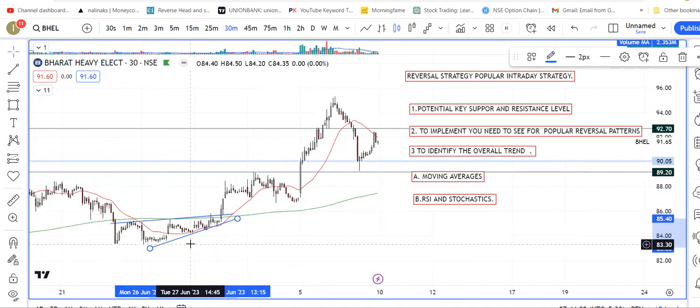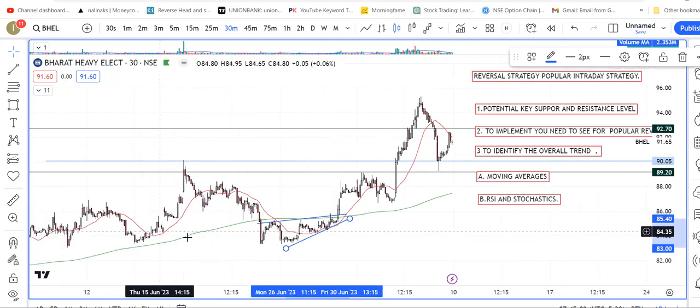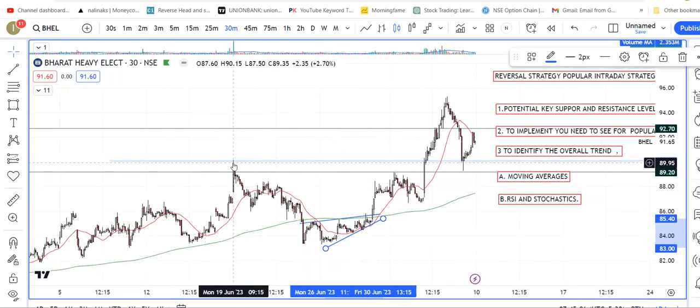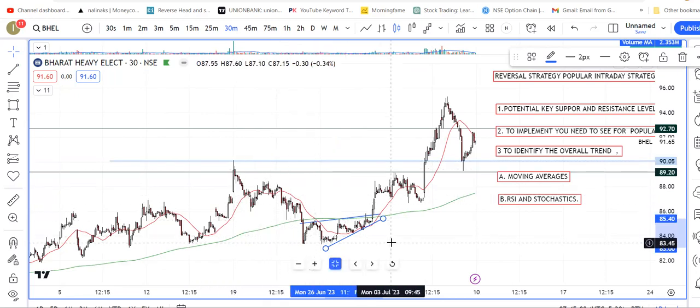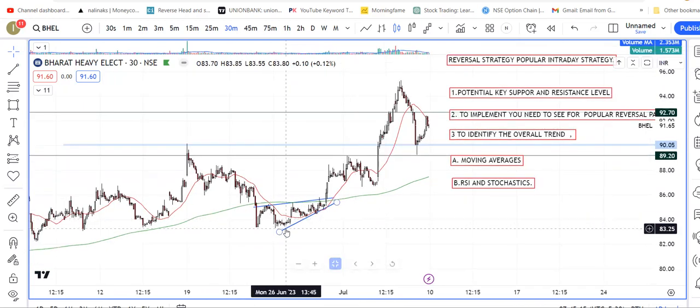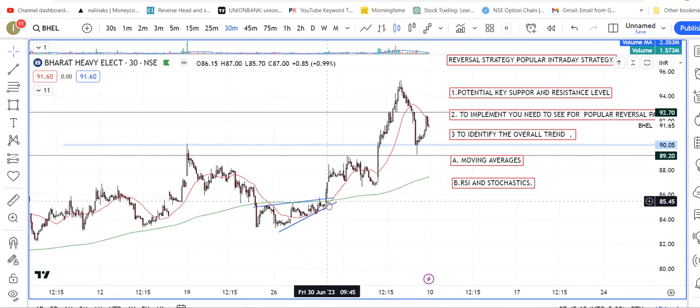From the bottom, from the support, you can see hammers and all those things. These are the popular reversal candlestick patterns and also chart patterns for the reversal trade. And you also need to identify the overall context. For example, if a wedge is forming here, where price has come to what you think of as a support, 83.45, I'm taking it as a stop, and a wedge is formed around here, you can look for a breakout to the upside.